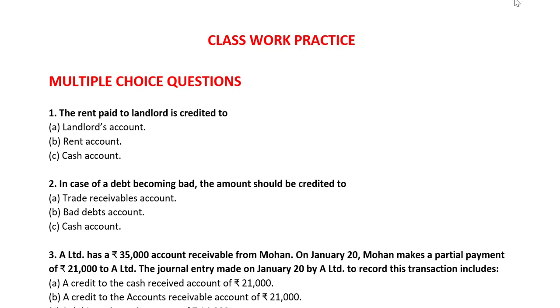So the first question is, the rent paid to landlord is credited to. So what would be the entry for rent paid to landlord? Rent account would be debited and cash account will be credited. So the answer is C, cash account.